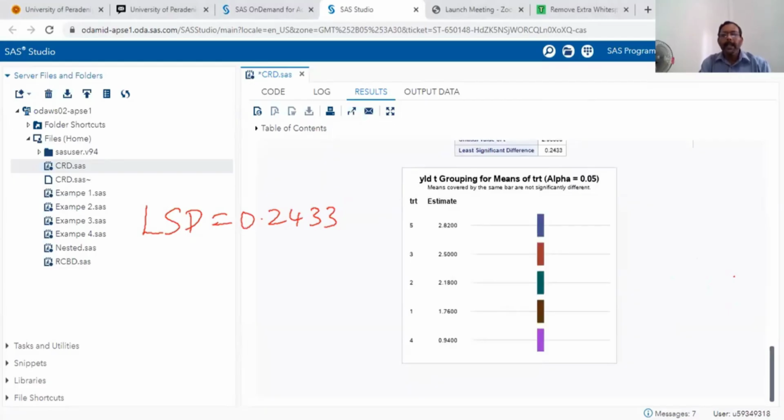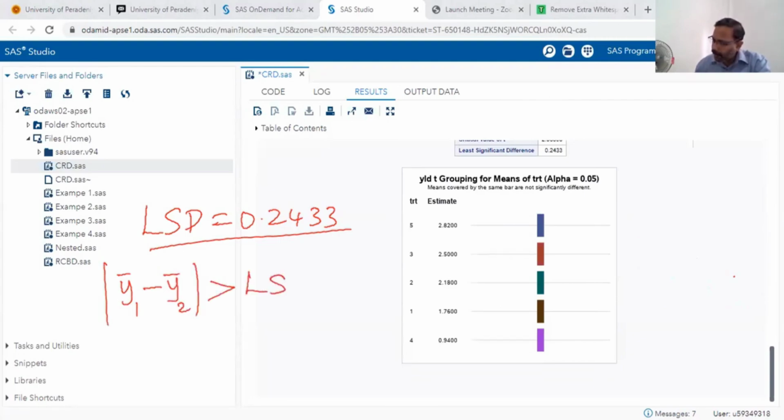Right. This is the most important picture. This is the LSD value. Normally, I'm comparing, let's say, the mean yield of the first treatment versus the mean yield of the second treatment. If the absolute value is greater than the LSD value, then we say there's a difference between the first treatment and the second treatment.